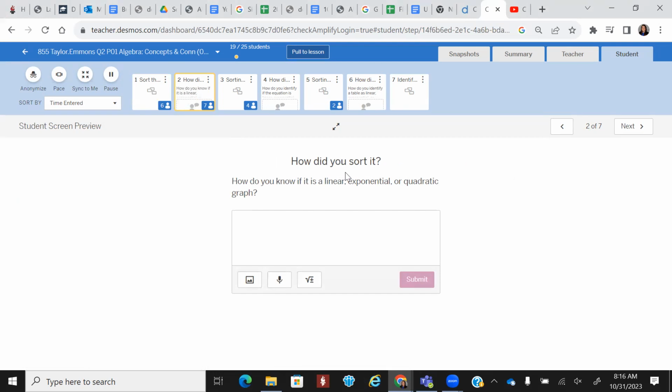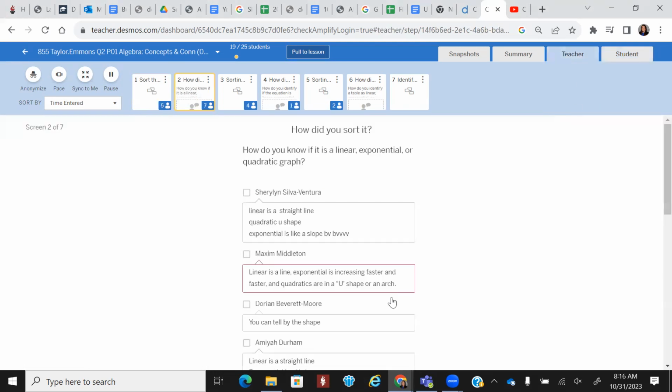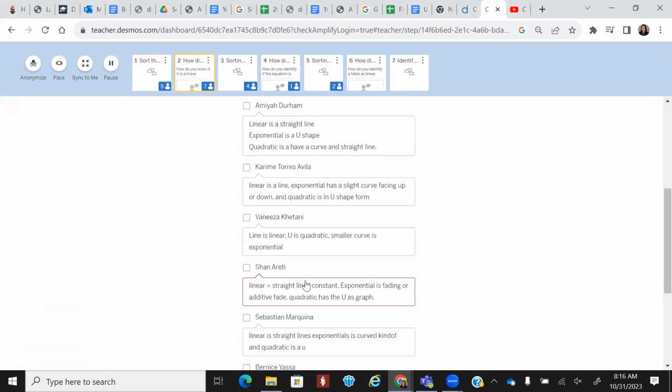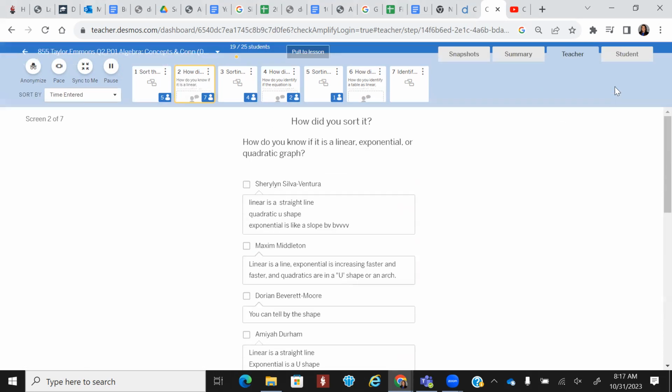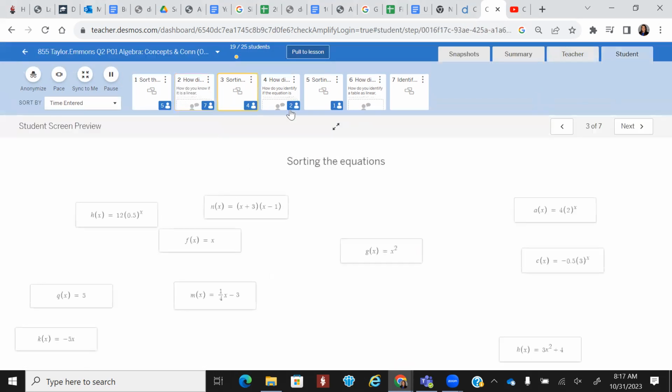Say again. Look at your answer. Sean said linear, straight line, constant. Exponential is fading or additive fade. And quadratic has a U as a graph. Good. Okay. Go ahead and go to slide 3.